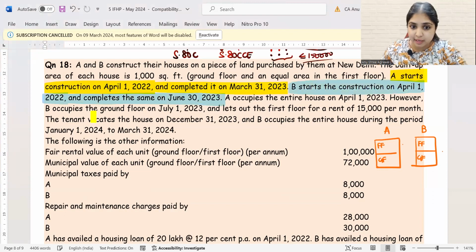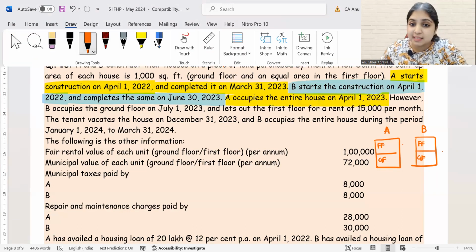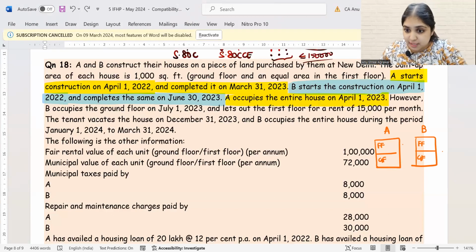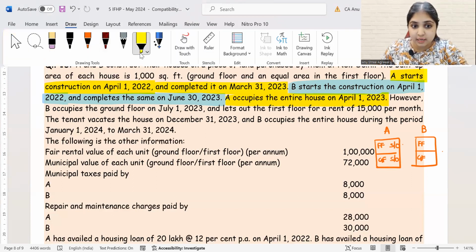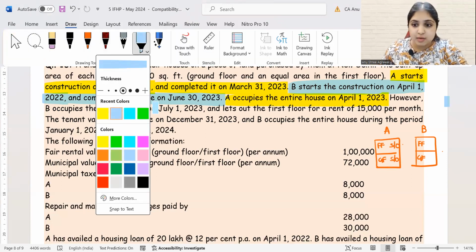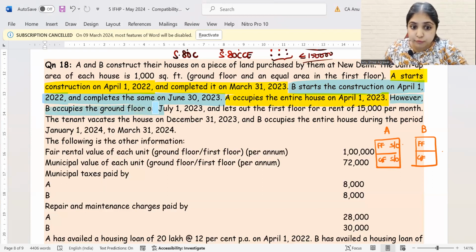Then the question comes back to A. A occupies the entire house on 1st October 2023. What do you mean by A occupies the entire house? It means first floor also self-occupied, ground floor also self-occupied, guys. Because he's himself occupying the house. However, on the other hand, if you look at Mr. B, B occupies the ground floor on 1st July 2023 and he lets out the first floor for a rent of 15,000 per month.